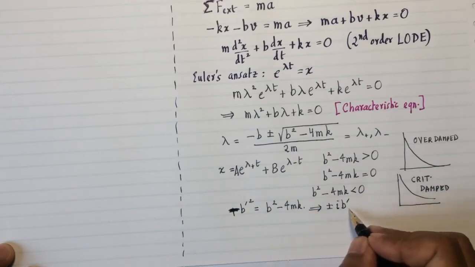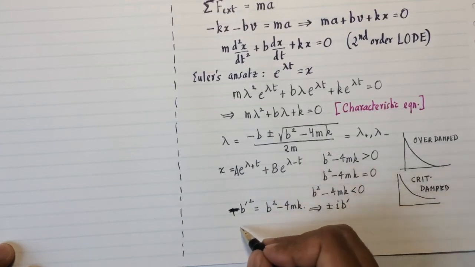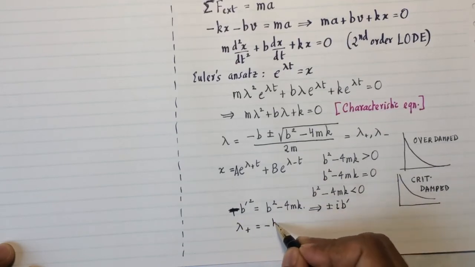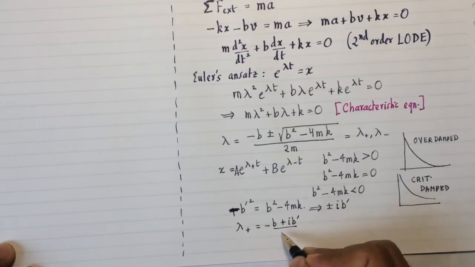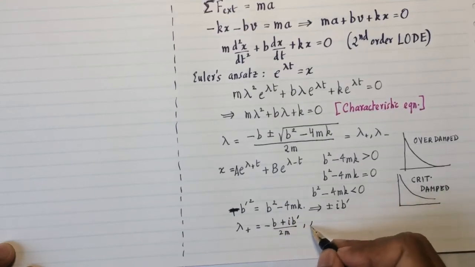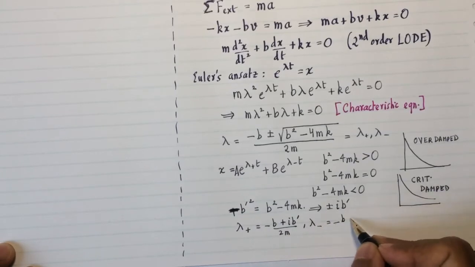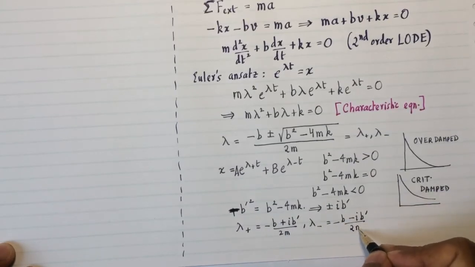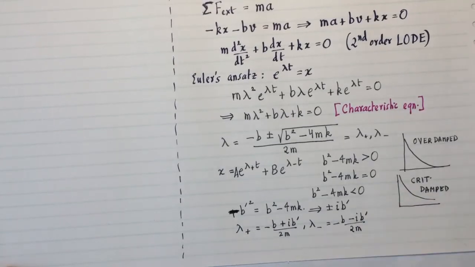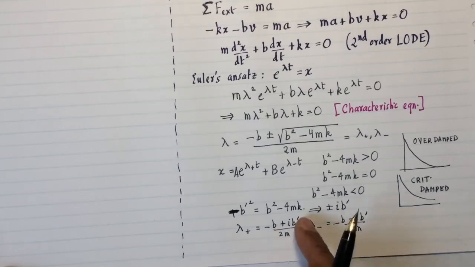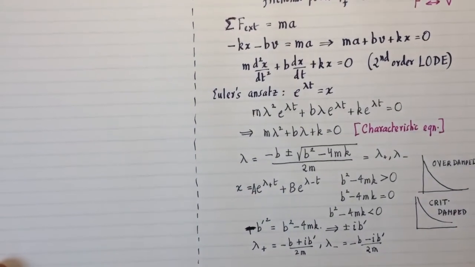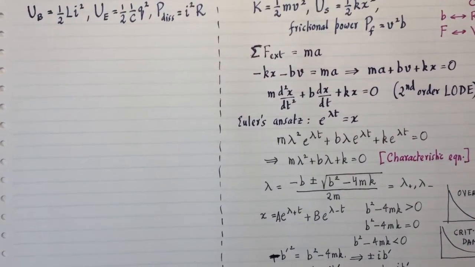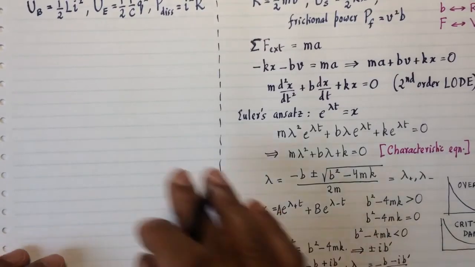So I'll get these two as the solutions, and then I'll get lambda plus as negative b plus ib prime over 2m, and then lambda minus as negative b minus ib prime over 2m. The most interesting thing is those two solutions will have a decaying exponential part and then an oscillatory part. So now, without any further ado, I'll transfer all our learnings from here directly to the RLC case. I'm just going to plagiarize everything I learned here.